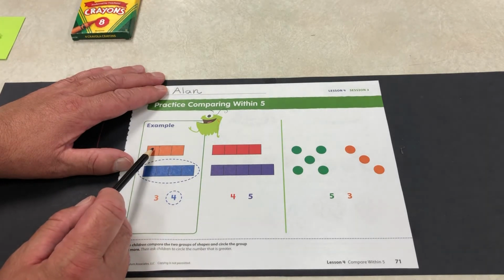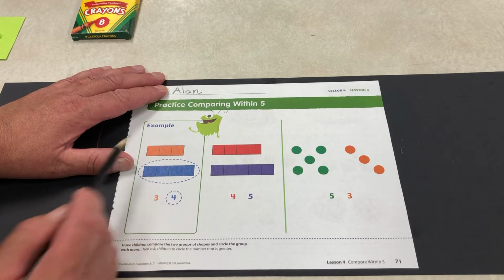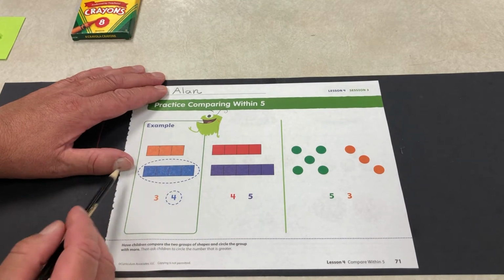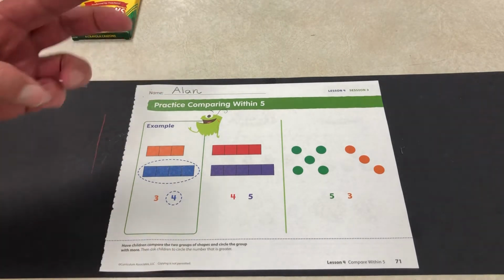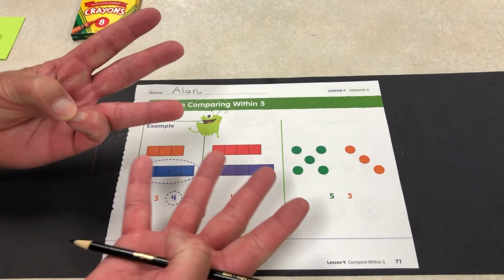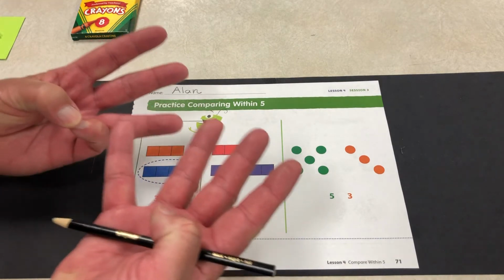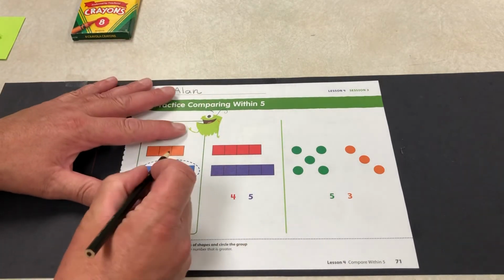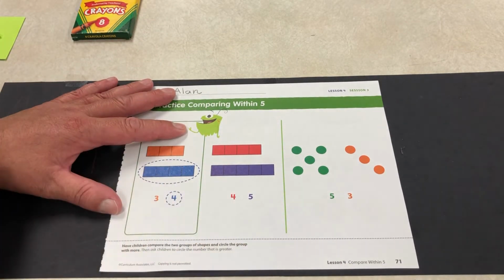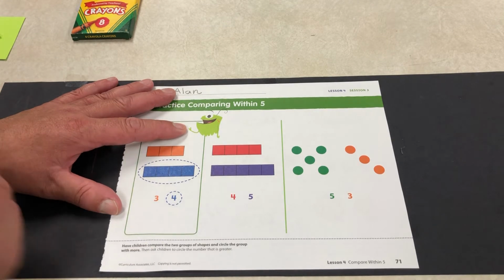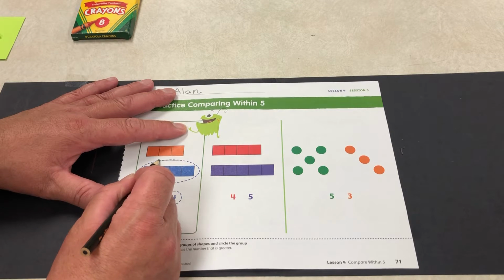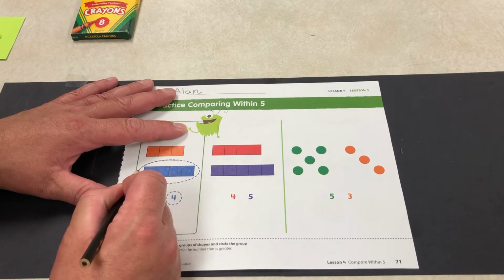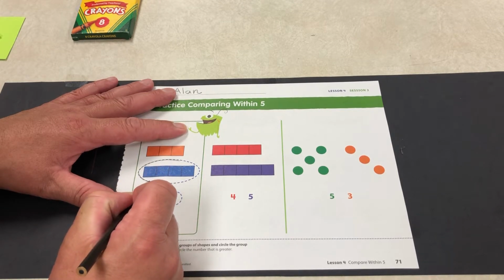If I count the orange, 1, 2, 3, there are 3. Let me try the blue. 1, 2, 3, 4. 3 orange, 4 blue. My brain is telling me the group that has 4 is more, has more. Take your pencil and circle that group of blue objects.